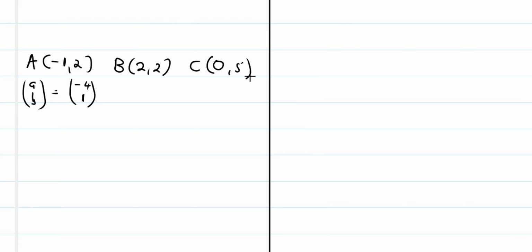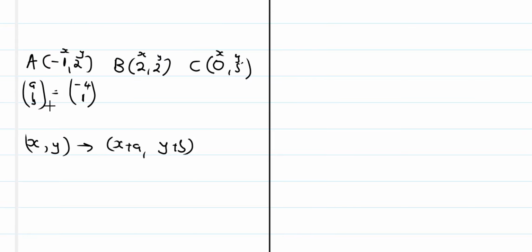So we have the original coordinates, where the first values in each of the points represent x, and then y are the second values in each of the coordinates. And then we have our translation vector, which is (-4, 1). Then our formula as usual remains (x, y) is translated now to (x plus a, y plus b), where a is the first value of the translation vector and b is the second value of the translation vector.